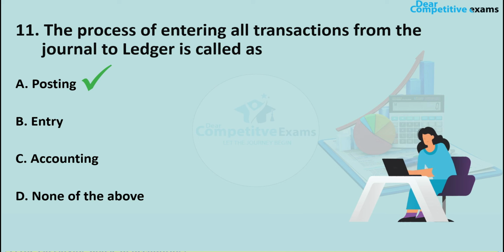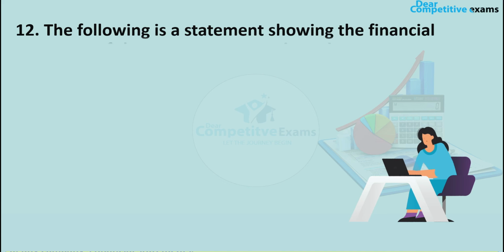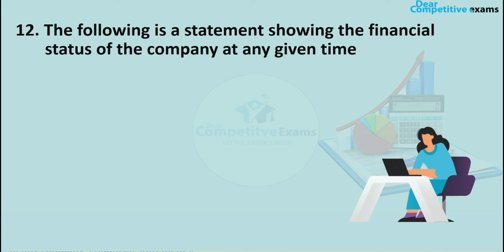Friends, the process of entering all the transactions from the journal to the ledger is called posting, because posting refers to the process of transferring entries in the journal into the accounts in the ledger. Okay, so posting to the ledger is the classifying phase of accounting, right? Okay, let's move on to question number 12. The following is a statement showing the financial status of the company at any given time. There's a statement below, and that statement shows the financial status of the company.